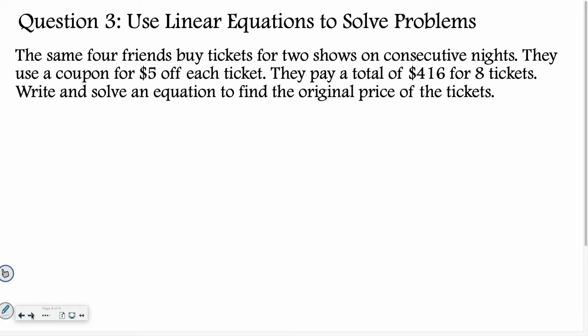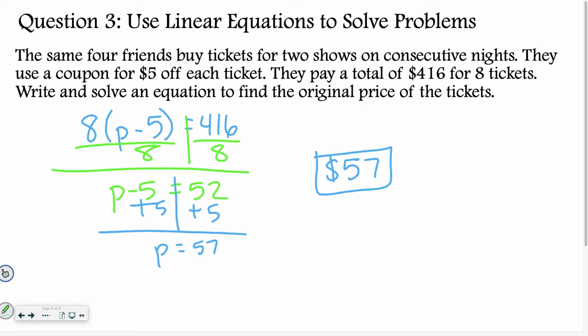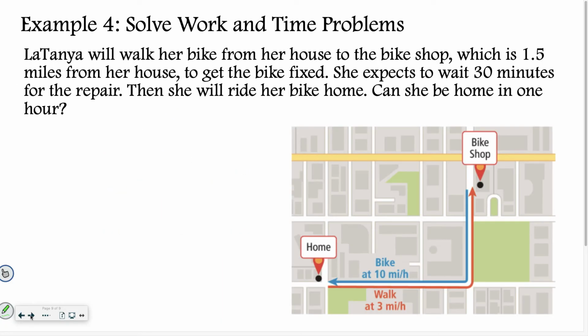Good luck. Hopefully you ended up with an equation that looked like mine where 8 tickets were bought at $5 off a ticket. So you did P minus 5, that quantity times 8 equals 416. And when you solved that, hopefully you ended up at 57. If not, again, ask for help. I'm more than happy to help you guys. And this is the last example we're going to do. I'm not going to make you try a problem like this on your own. So this is the last part of the video, okay?